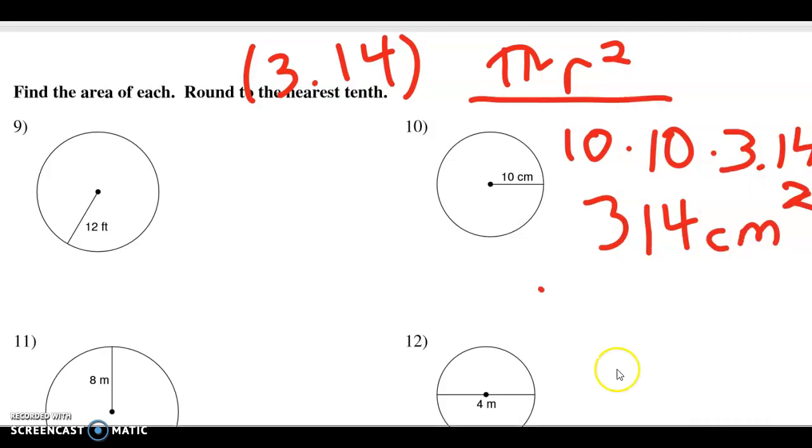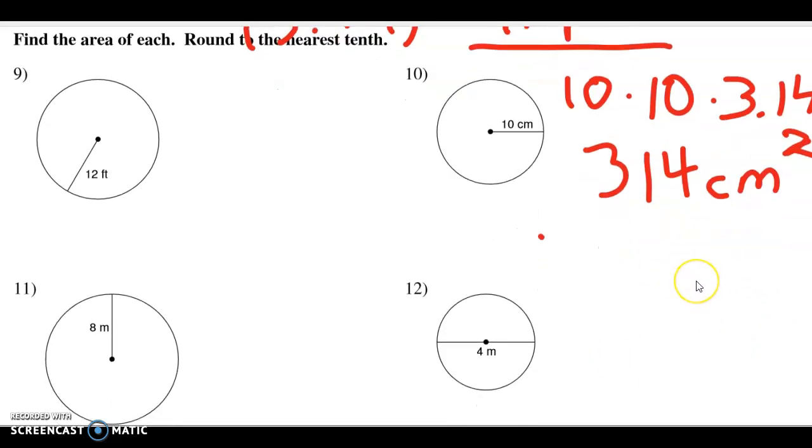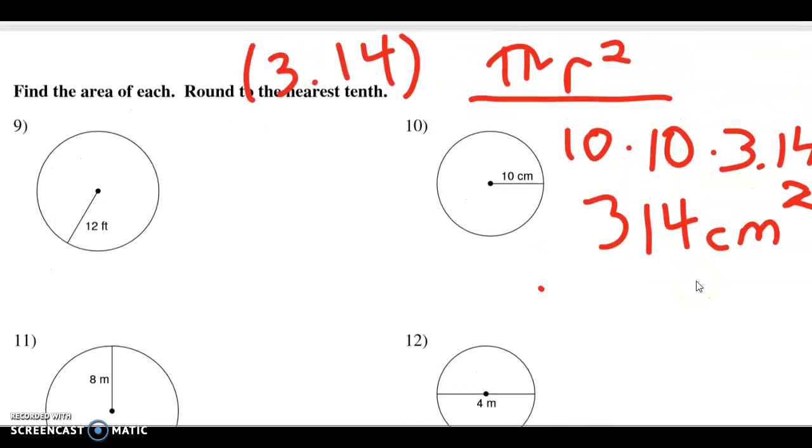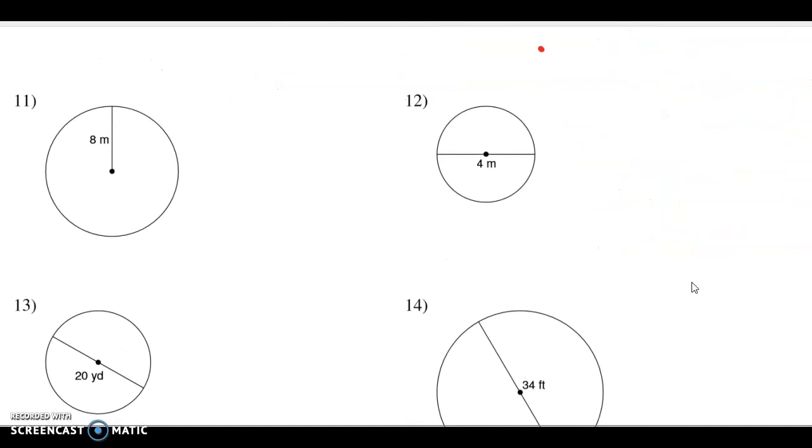Is my final answer. All right. So it's radius squared times pi. So 100 times 3.14 gave me 314 centimeters squared. All right, moving on to number 12. I still have my formula, pi r squared.